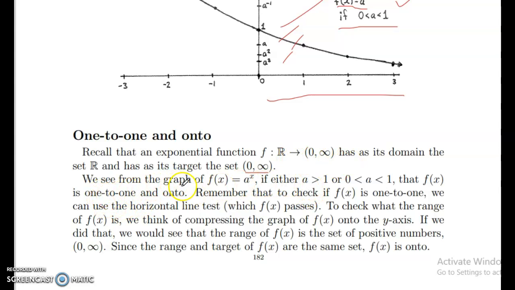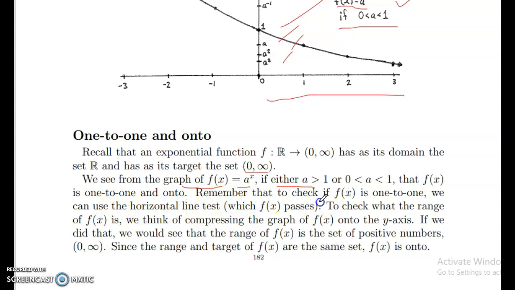We see from the graph of f of x equals a to the power x, if either a is greater than 1 or a is in between 0 and 1, that is 0 is less than a is less than 1, that f of x is 1 to 1 and onto.